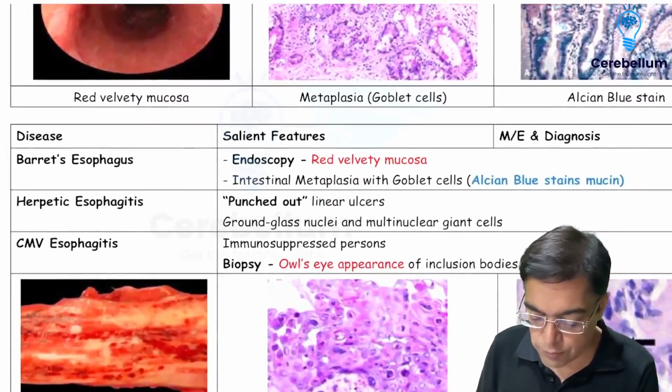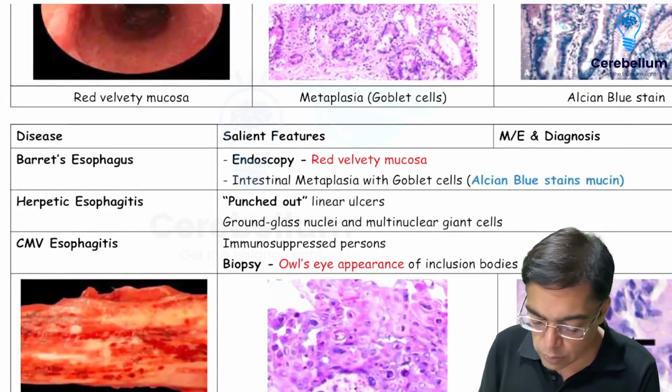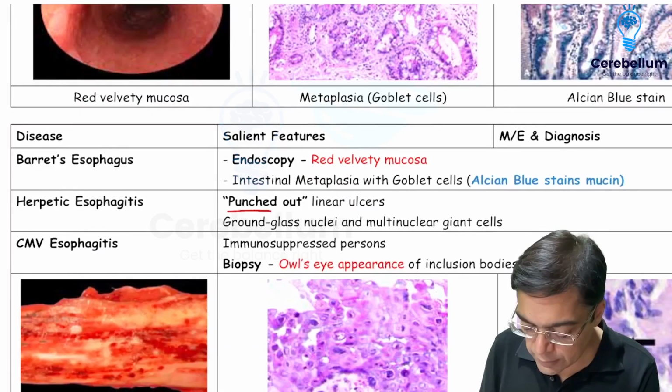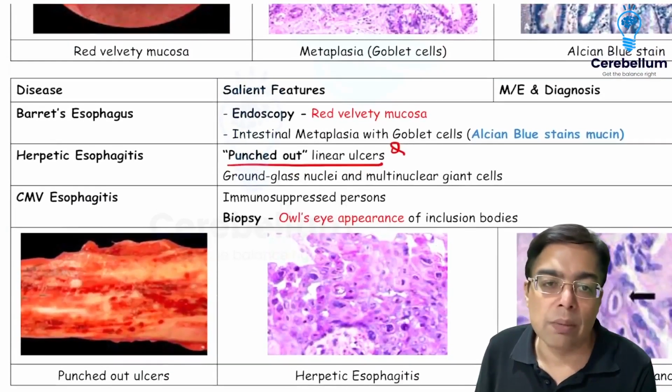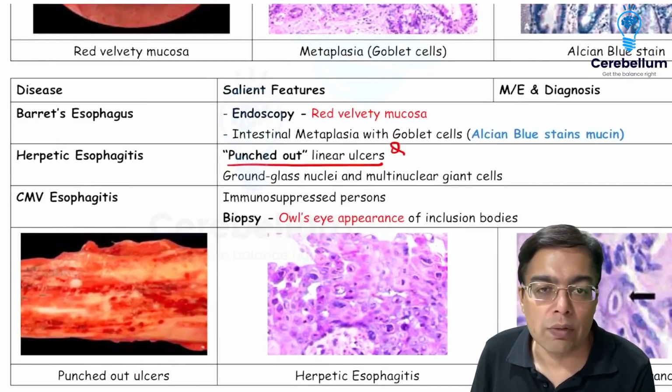a condition like Barrett's esophagus. One-liners with respect to herpetic esophagitis, an example of a condition which is characterized by punched out linear ulcers, and of course you're going to have the presence of ground glass nuclei over here and the presence of multinuclear giant cells.